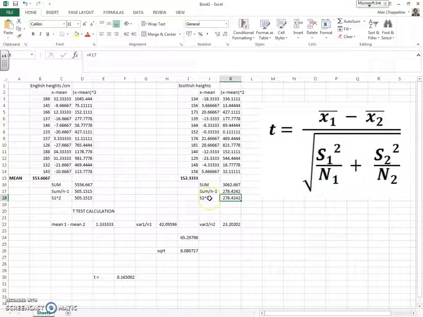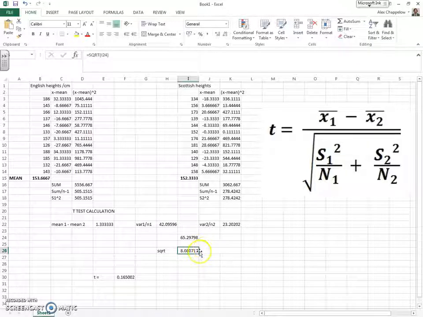So let's take those variances and divide by n minus 1. So that's what I've done here for the English people. That's what I've done here for the Scottish people. I add those together in this cell here. So that gives me what needs to go into the square root. I then square root the whole thing and I get 8 and a bit.